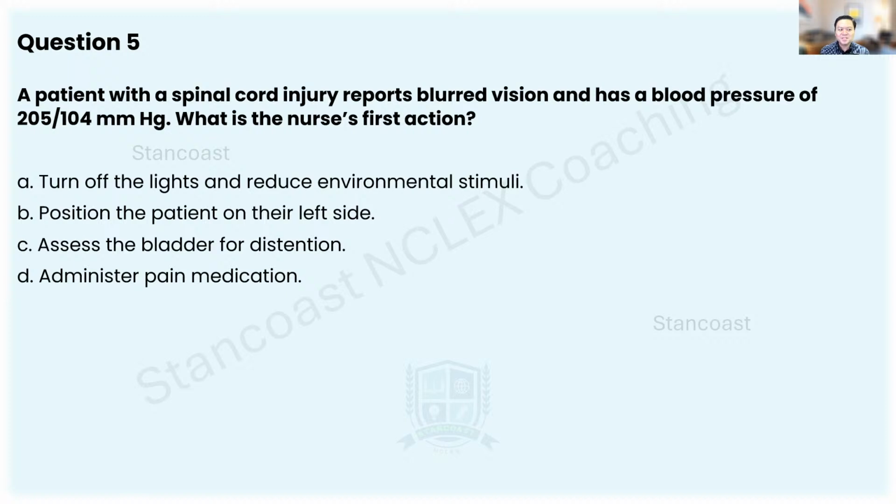So your patient here has an SCI, but now is reporting blurred vision and a high blood pressure, 205/104. What will be your first action? Is it turning the lights off? Is it positioning the patient on their left side? Or checking the bladder for distension? Or D, administer pain medication?